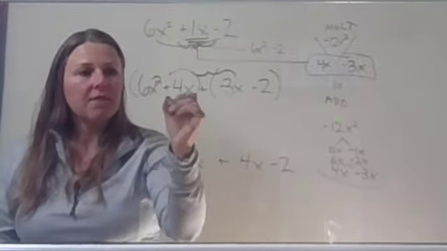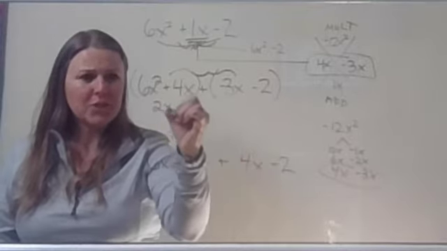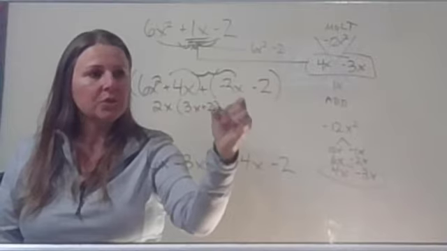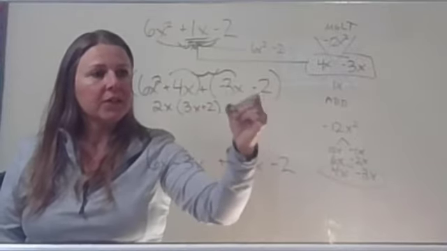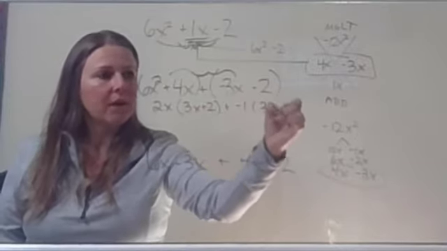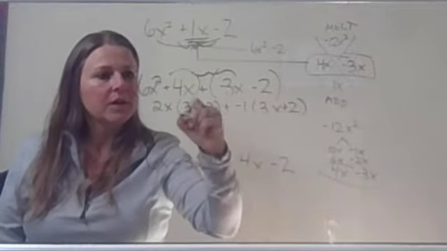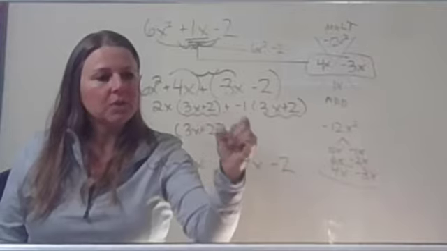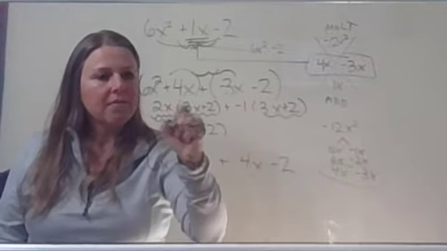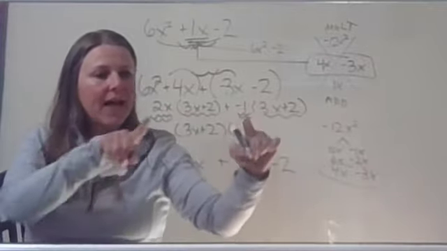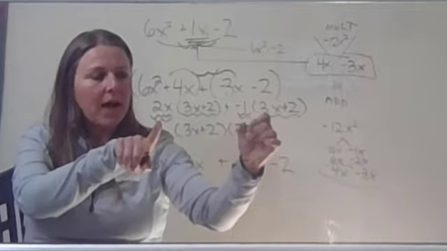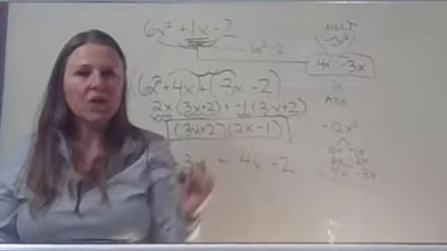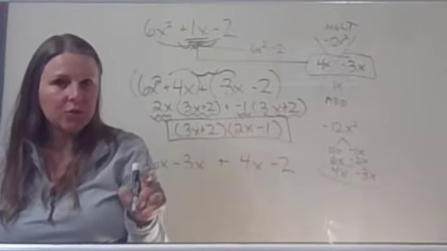The greatest common factor here is 2x, and we're left over with 3x plus 2. The greatest common factor here, if you take out a negative 1, you have 3x plus 2. So the parentheses is the same. 3x plus 2 is one of the factors. And then what's left is 2x minus 1. So this is factored form. I'm going to check it in just a minute, but I want to show you you can do it this way too.